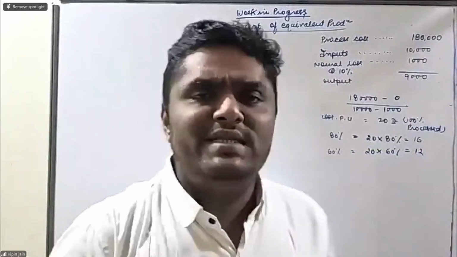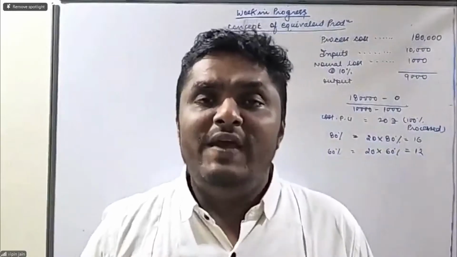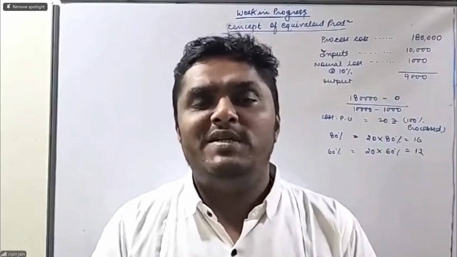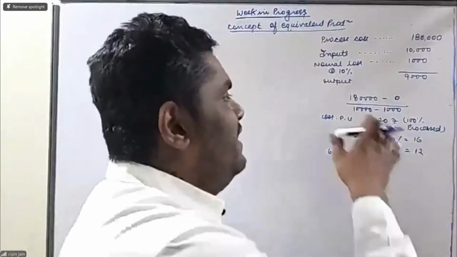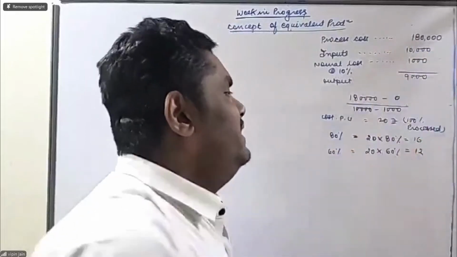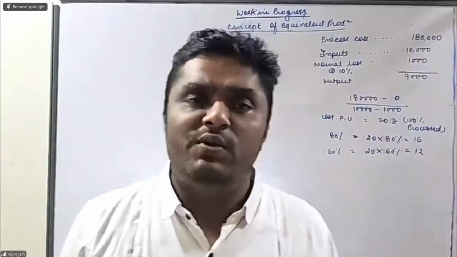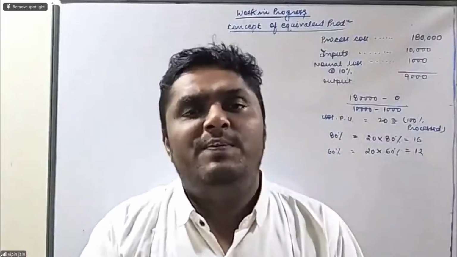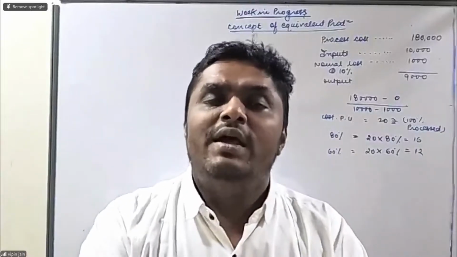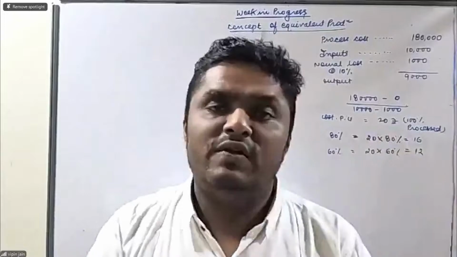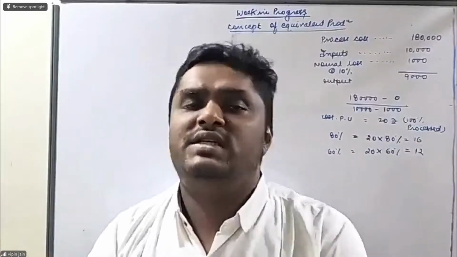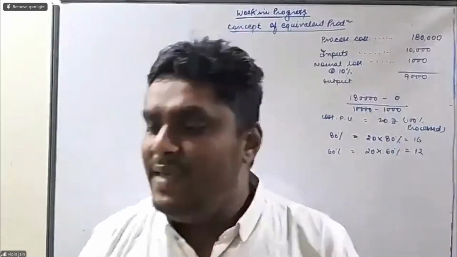So it's a very basic situation wherein we first calculated the cost of a 100% processed unit, very easily: 1,80,000 divided by 9,000, that is rupees 20 per unit. And once the cost of a 100% processed unit is calculated, we can easily calculate the cost of units that are 80% complete or 60% complete. So this is a very basic situation.